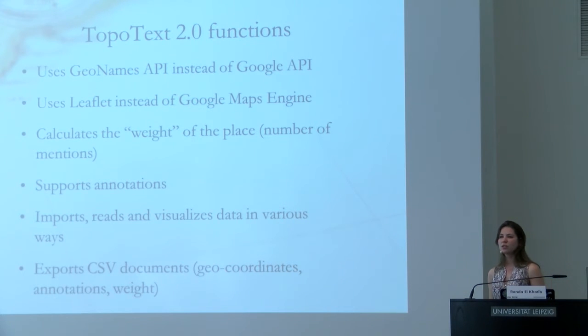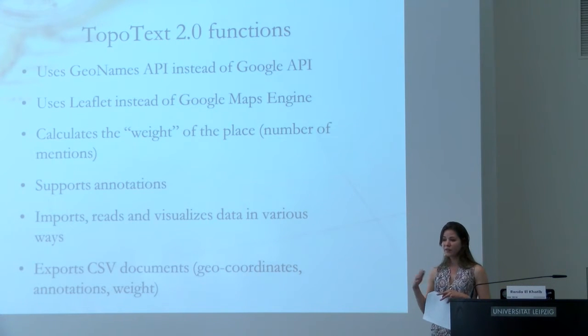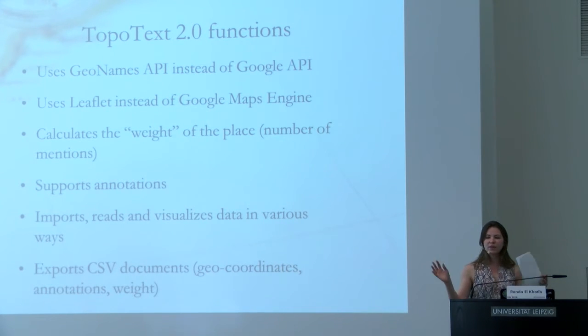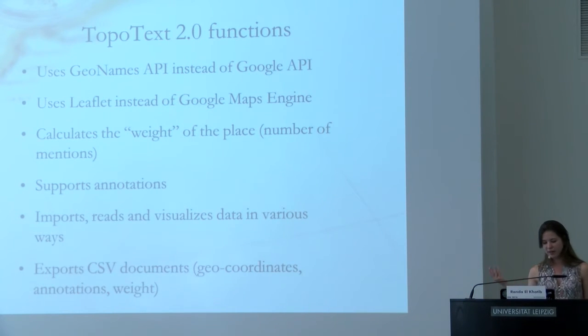GeoNames has historical place names, it has alternative place names, it's multilingual, so you can use different languages. So this really opens up the scope, and maybe it's not the perfect solution, but it's definitely a big step forward, which really allows you to widen the scope of the kind of projects you would like to visualize.